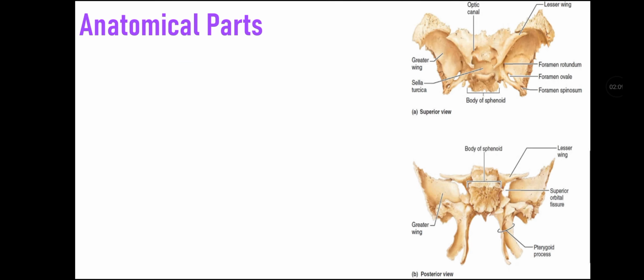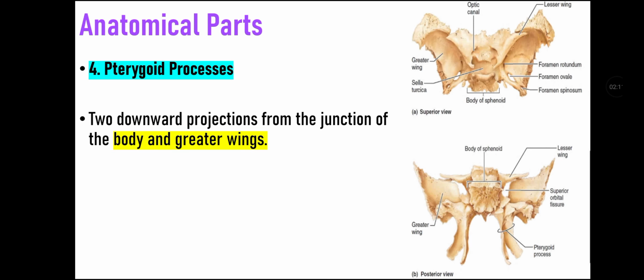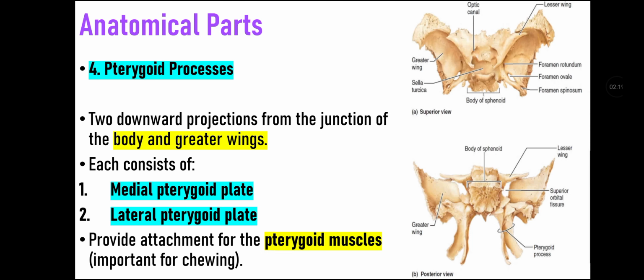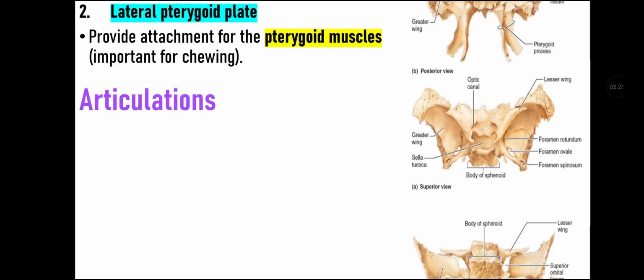Next anatomical part of sphenoid bone is pterygoid processes. There are two downward projections from the junction of the body and greater wings. Each consists of medial pterygoid plate and lateral pterygoid plate. It provides attachment for pterygoid muscles that are important for chewing.